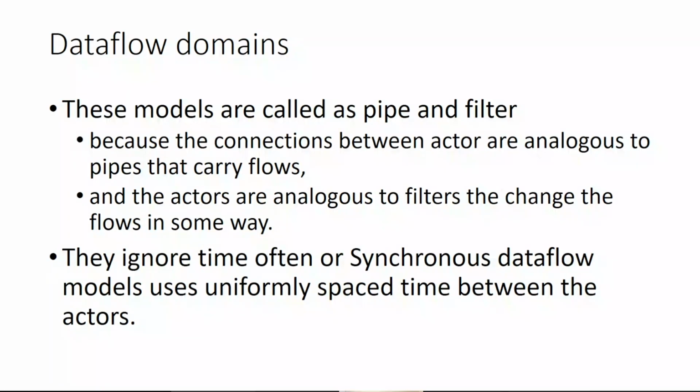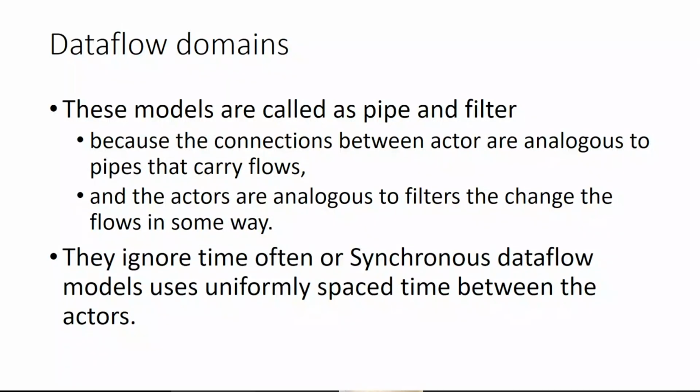So in data flow design, each one who participates is called an actor. So there will be multiple actors. Between each and every actor, there will be a flow of data. So that will be called pipes. Then the actors are analogous to filters that change the flows in some way. Change of flow in some way means, once the data goes to one actor, according to the specification of the actor, the flow might be changed. Okay, the flow might be changed. We will see how the flow is getting changed.